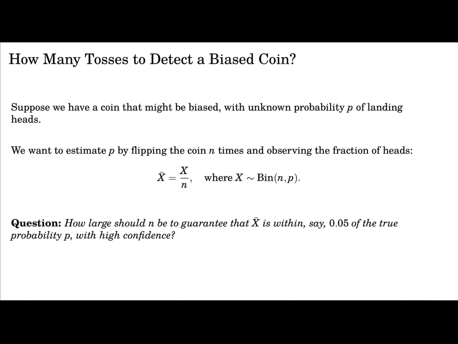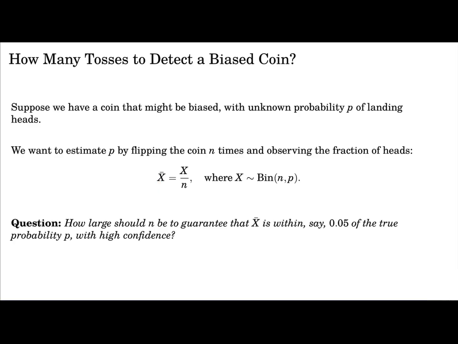Suppose now that we have a coin, but we do not know whether it's fair. So maybe the coin is biased with probability p. What we want to do is estimate what p is by flipping the coin many times. If we flip the coin n times, then the fraction of heads is going to be the number of heads divided by n. And we saw that the number of heads follows a binomial distribution with parameters n tosses and probability p of heads.